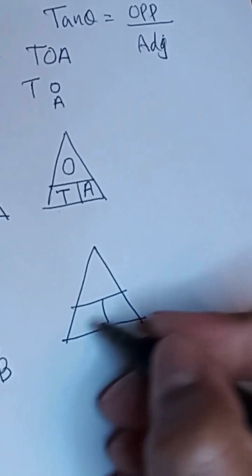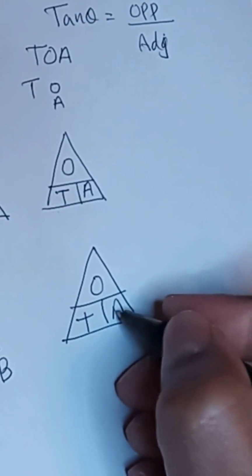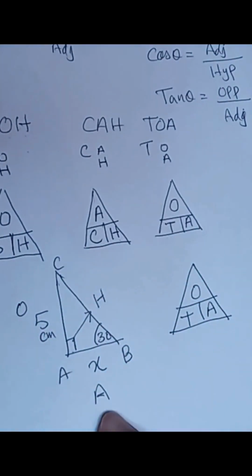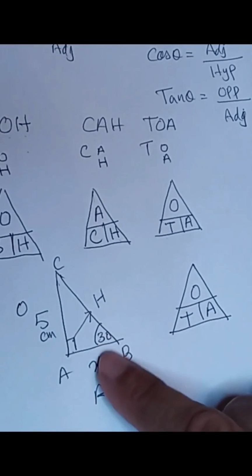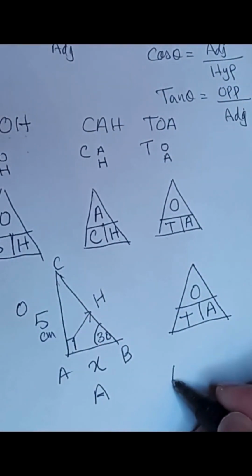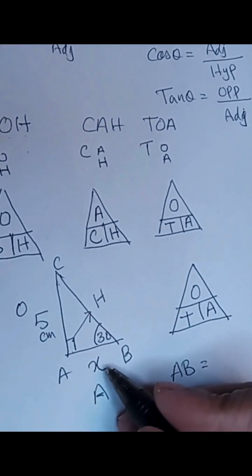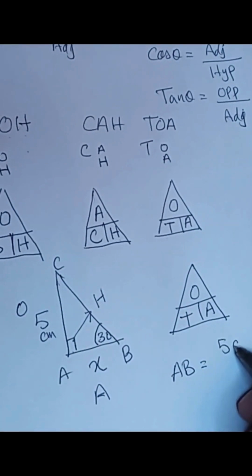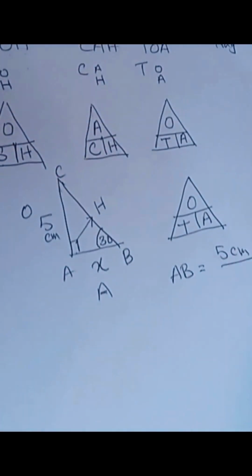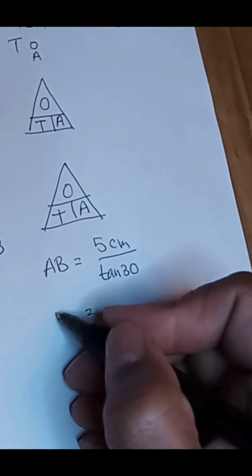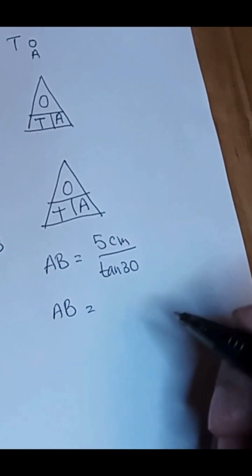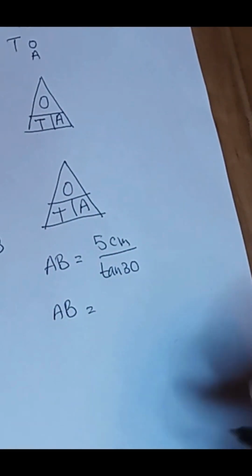So we're going to draw a triangle again, TOA. So opposite is given, adjacent we need to find out. So we're looking for adjacent. We're going to put our finger on A. So what is left? We're left with opposite divided by tan theta. So simply we're going to write down here AB is equal to opposite, which is 5 centimeter, and tan theta is tan 30. So we're gonna use our calculator. So 5 centimeter divided by tan 30.